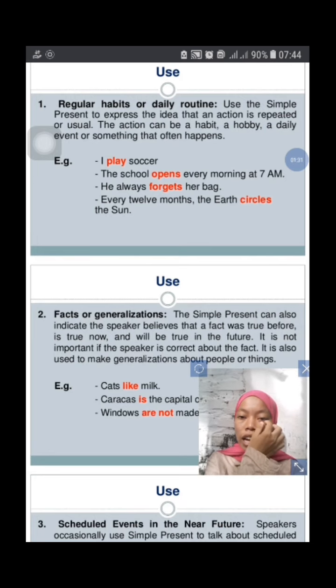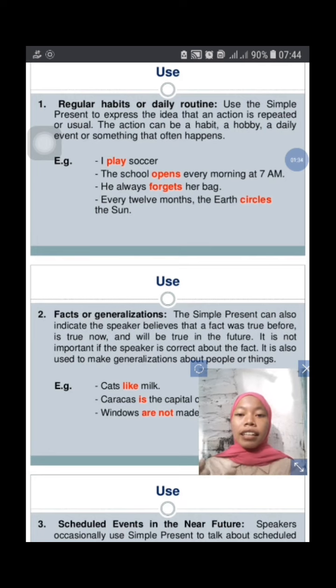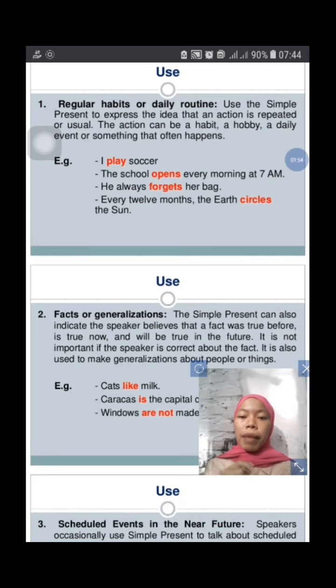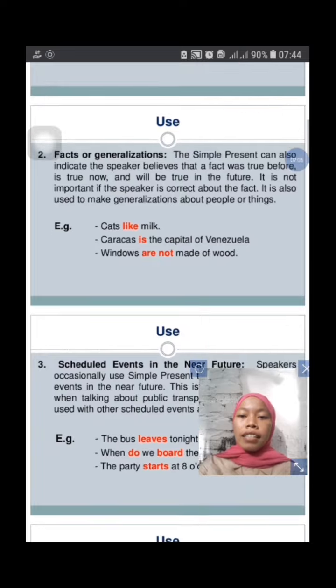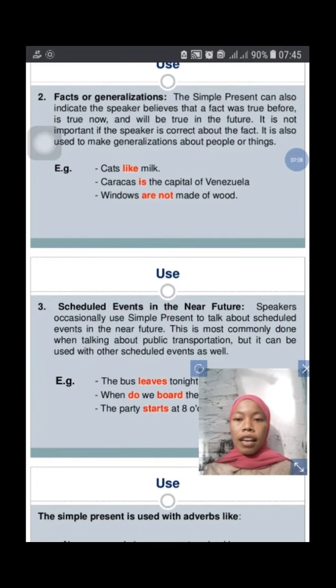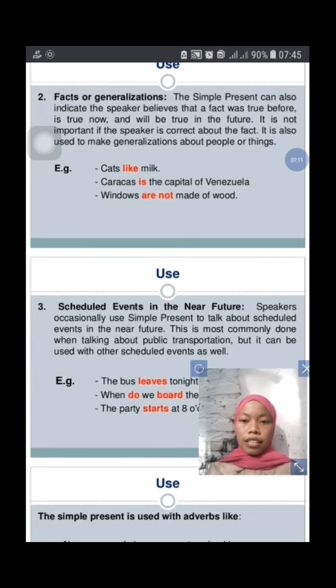This sentence expresses a daily event. So the school opens every morning. Okay, and the third example is he always forgets his bag. He always forgets his bag. That is a habit, but that is a bad habit. Okay, do you know that is a bad habit? Okay, that's the second use of simple present tense: facts or generalizations.